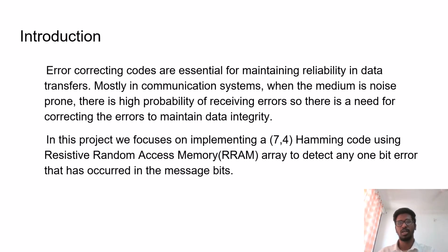Introduction. This project explores an innovative approach by embedding error correcting codes within the memory itself, specifically using resistive random access memory, which is called RRAM. Our focus is on implementing a 7,4 Hamming code inside an RRAM array, which detects and corrects single bit errors in stored data. By integrating error correcting codes at the memory level, we aim to reduce the von Neumann bottleneck by improving the overall system efficiency and enhancing fault tolerance.